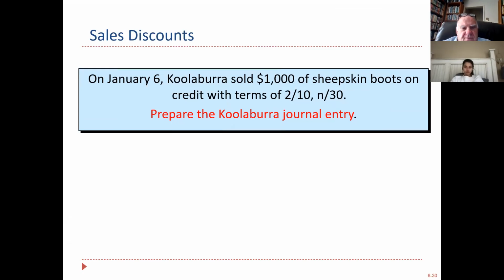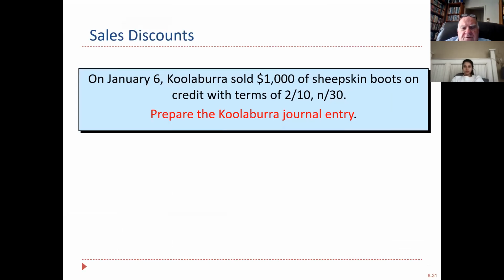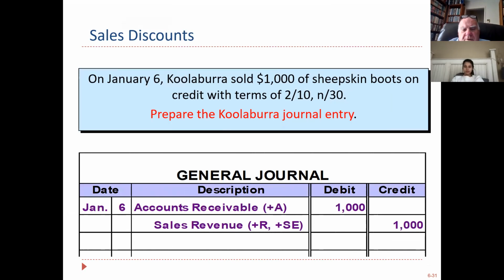Sales discounts. We went through credit cards, sales discounts. Now they sold $1,000 worth of sheepskin boots, with credit terms of 2%, 10, net 30. So they sold it in the credit terms. What do you notice about the sales entry? It doesn't even consider the discount yet.